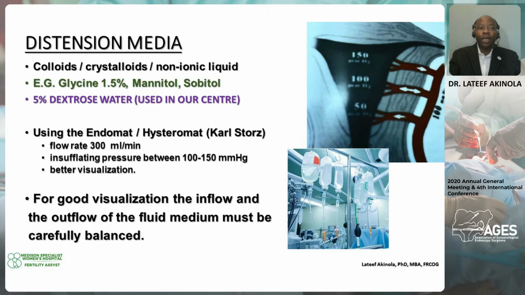For distension media, mostly what we have are colloids, crystalloids, non-ionic liquids, and of course these are their pros and cons. We also know that you cannot use crystalloids when you are using monopolar dissection, because it will not give you effective cutting or coagulation effect. You can use 5% dextrose, which is what we use in our center, and it's been working fantastic. The only risk here is you must avoid hyponatremia, and you improve your visibility if you use Endomat, Hysteromat from Karl Storz or any of the other manufacturers.